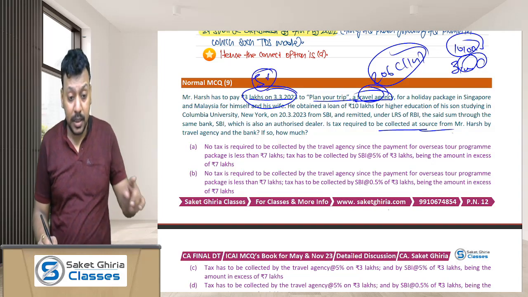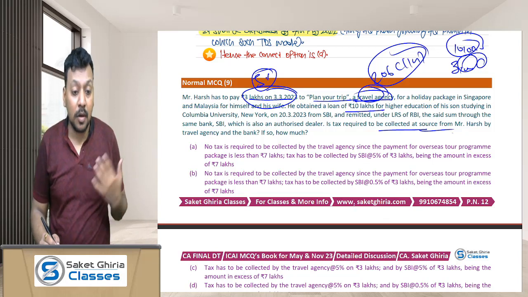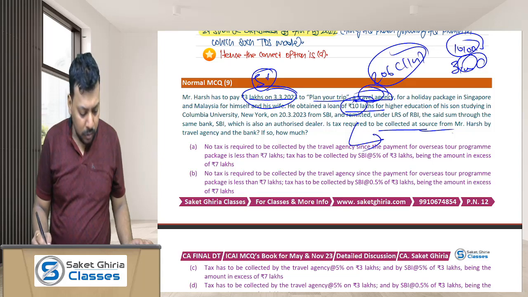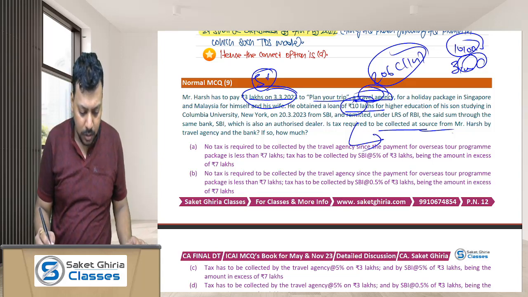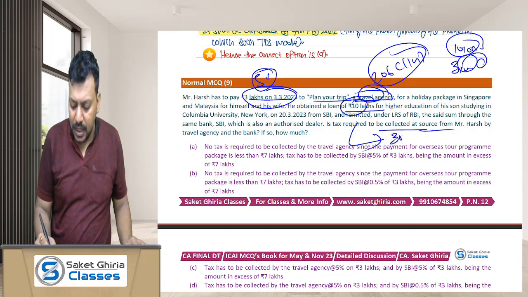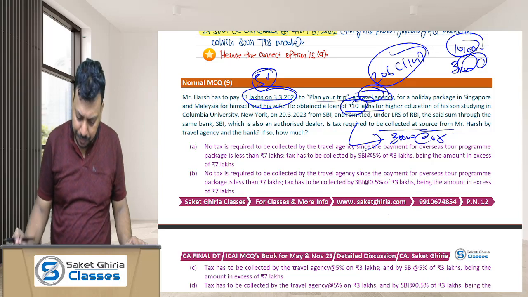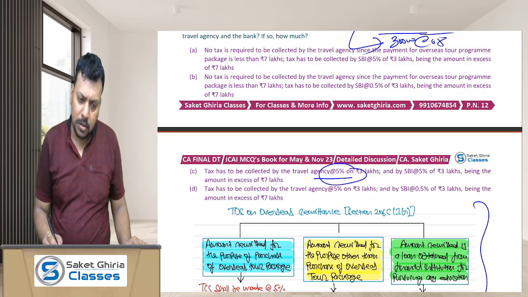Okay, but Mr. Harsh has also remitted rupees 10 lakh, but the remittance is from a loan taken for education purpose. So on this amount of rupees 10 lakh, first 7 lakh will be ignored, or first 7 lakh would be allowed. So on rupees 3 lakh, TCS would be at the rate of 0.5%. So the correct option is going to be, okay, tax has to be collected by the travel agency at the rate of 5% on 3 lakh.